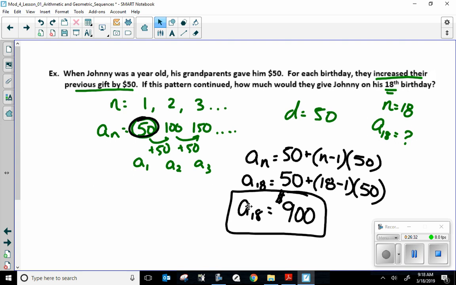Anyways, $900. That's what my man Johnny should get on his 18th birthday. On his 17th birthday, it was $50 less. He got $850. On his 16th birthday, I shrunk that by $50, and he got $800. So his grandparents over the years actually gave him quite a bit of money. If Johnny was smart and he saved it, he would have a nice amount of money, and we'll eventually get there where we add up all these things, but not right now.